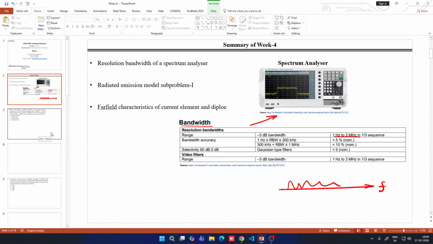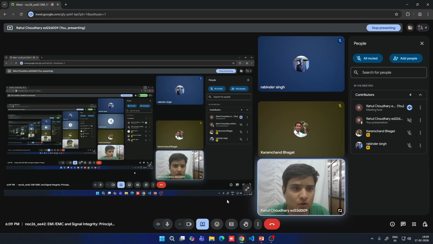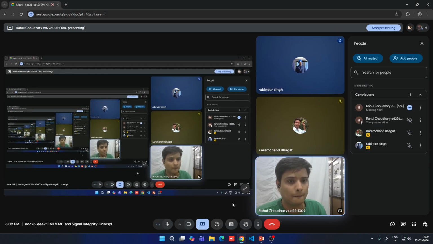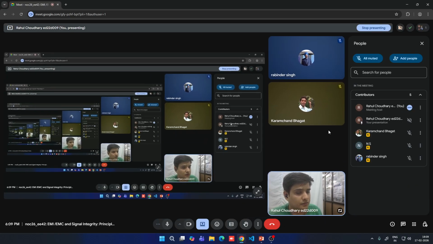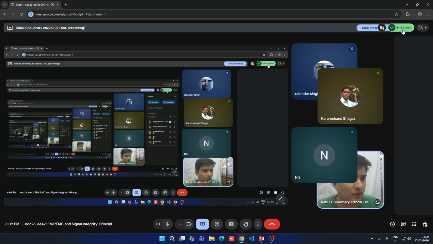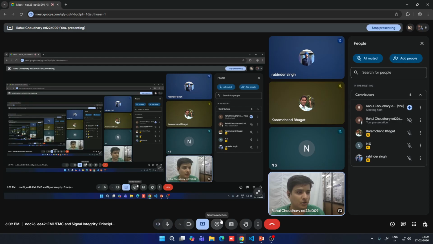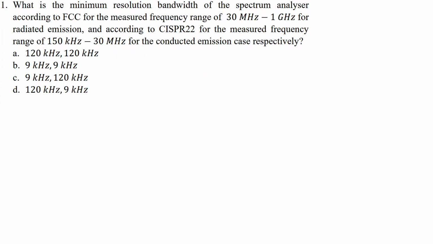Now we will start with the problem solving session. I request you, if you have any doubt, please unmute yourself and ask me. One good thing would be to have a pen and paper with you, and you can start solving the problems. I will give you sufficient time. I will also go slowly, so you can solve the problems yourself, and if you face any difficulty or any small doubt, you can just ask me. So this is question number 1.